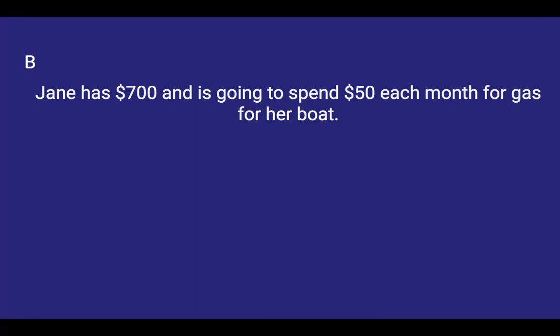In this description, Jane has $700 and is going to spend $50 each month for gas for her boat. Well, $50 each month, spend $50 each month. That tells us that given a starting point of $700, if 1 month goes by, that $700 becomes $650. And then if another month goes by, it becomes $600. So this is a linear situation because there is a constant rate of change.